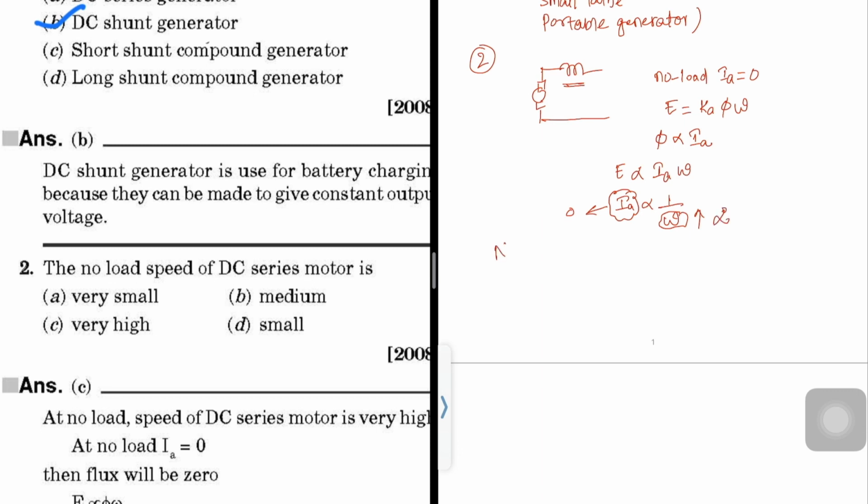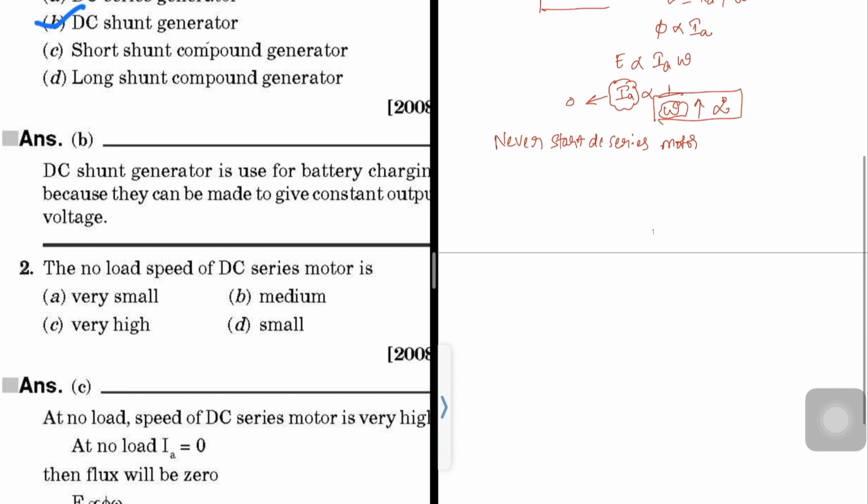You usually listen to a statement in your batch: never start a DC series motor at no load, because the speed will be infinite. In practice, the speed will be very high, so the machine may get damaged. So for this, the answer is very high.